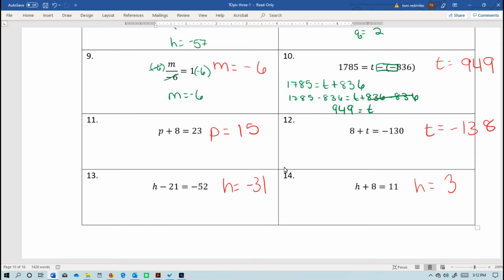All right, the 8 is adding p, so to undo it, I have to subtract it. What I do to one side, I have to do to the other. So that's going to become a 0. 23 subtract 8, okay? If I take 8 away from 23, I'm going to get 15.